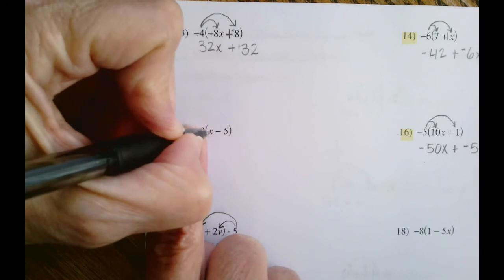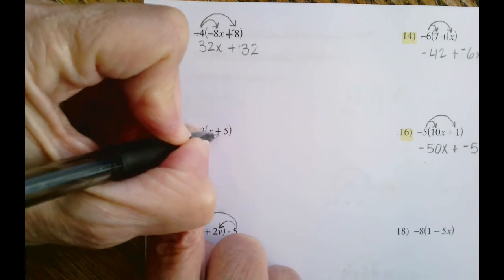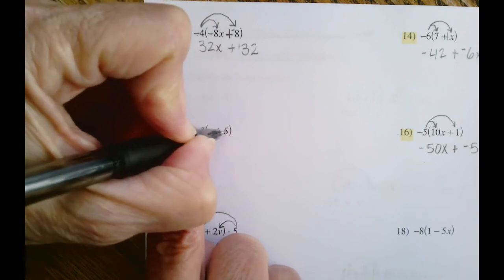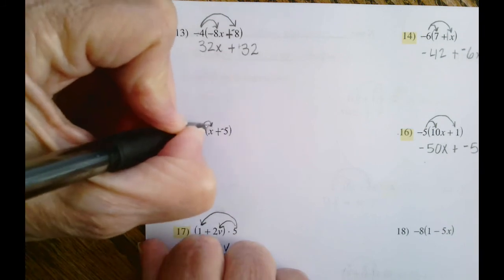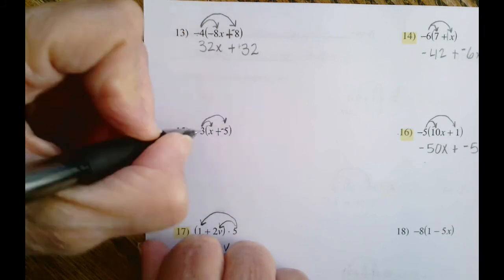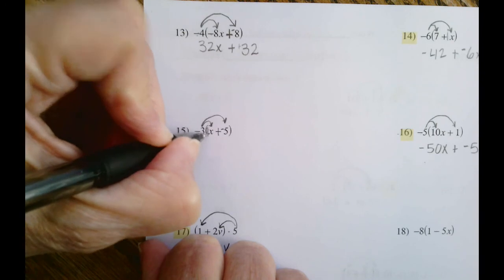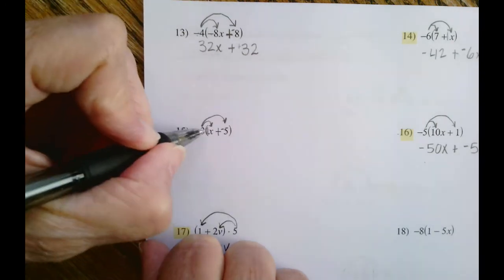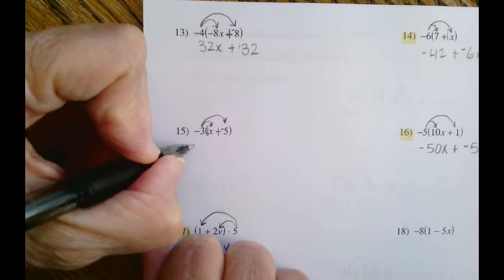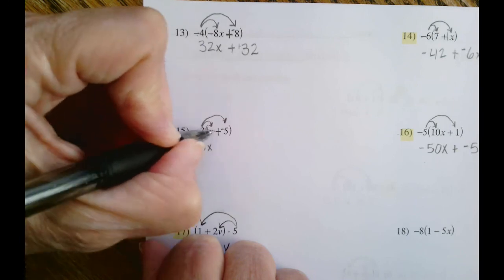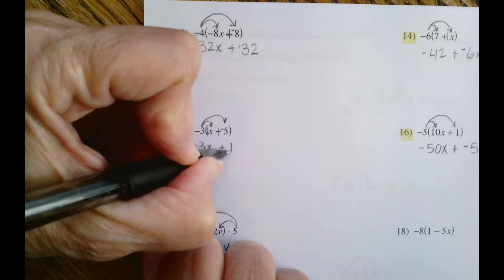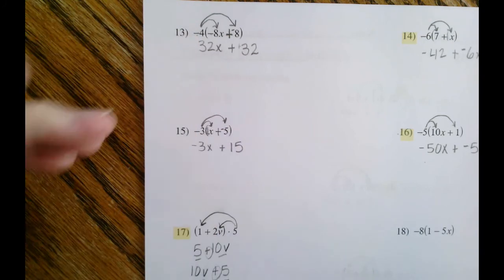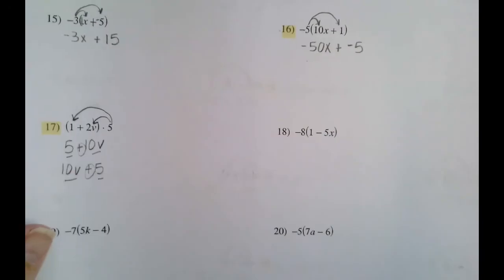Inside the parentheses, leave the first number alone, subtraction to addition, change the next number to its opposite, distribute, distribute. This has a little 1 in front of it. Negative 3 times 1x is negative 3x, plus negative 3 times negative 5 is positive 15. Number 18.